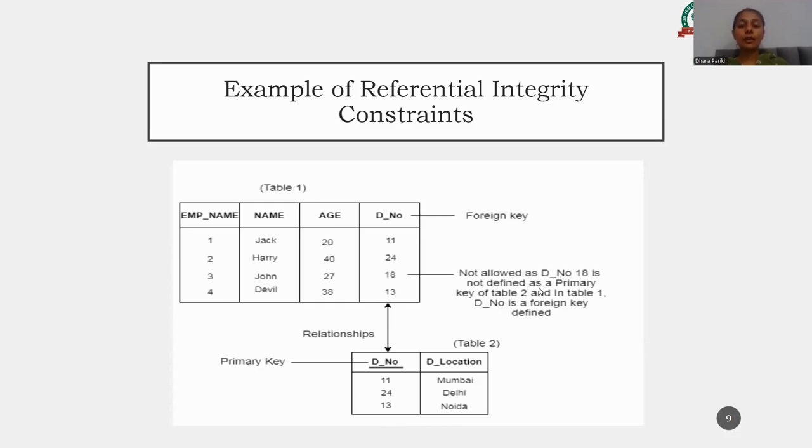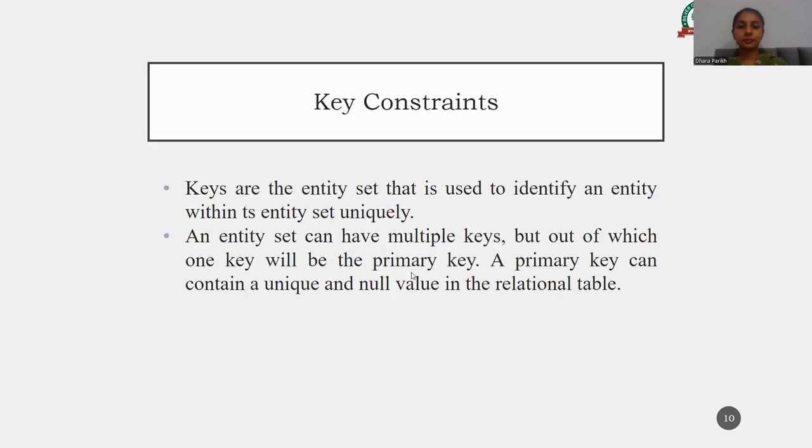It is not defined as a primary key in table 2, but in table 1 it is defined as a foreign key. Okay, so whatever data is present in table 2 as a primary key is the data that can be present in the foreign key in table 1; no other data, no null data, no empty data is allowed by the referential integrity constraints. So this is the way we have to follow the referential integrity constraint.